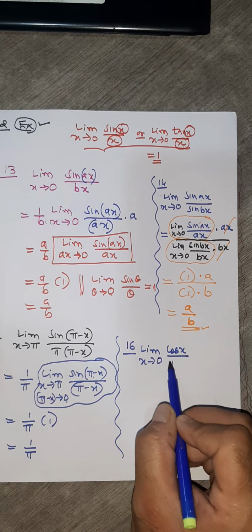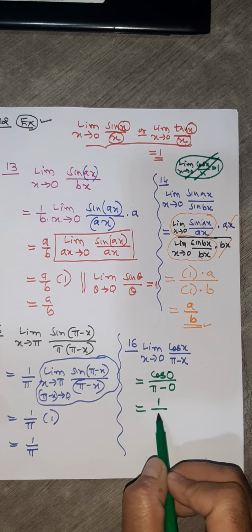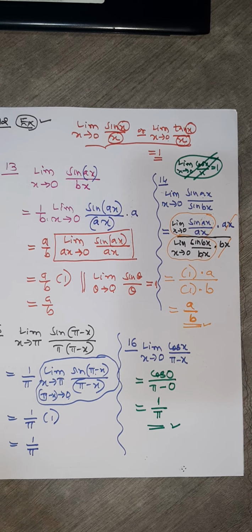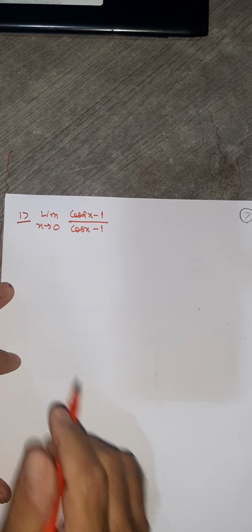Now here you try directly by applying the limit. So I apply the limit to the denominator. So cos 0, x is replaced by 0, upon pi as it is minus 0 here. What is cos 0? You know it is 1. This pi as it is. So 1 by pi is the limit for this question number 16. Now let's go to the next question, 17. This is a really good question.